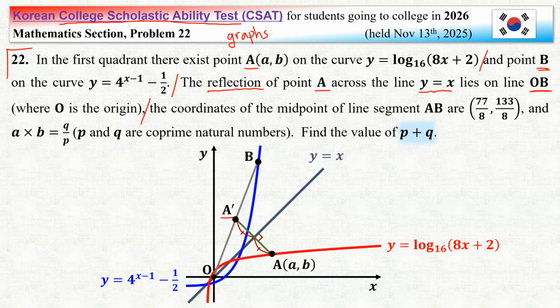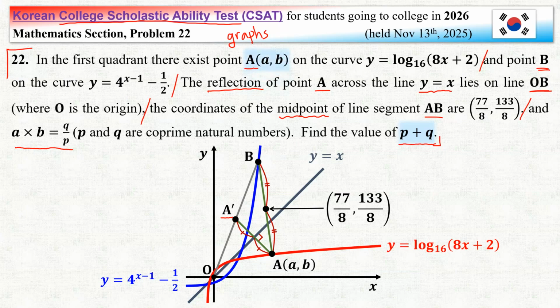Next, the coordinates of the midpoint of line segment AB are 77 over 8, 133 over 8. So this is the midpoint of line segment AB. Hence, the coordinates of this point right here are 77 over 8, 133 over 8. And A times B is equal to Q over P, where P and Q are coprime natural numbers. Find the value of P plus Q. This is essentially the same question as find the coordinates of points A and B, because P and Q are obtained from coordinates A and B.